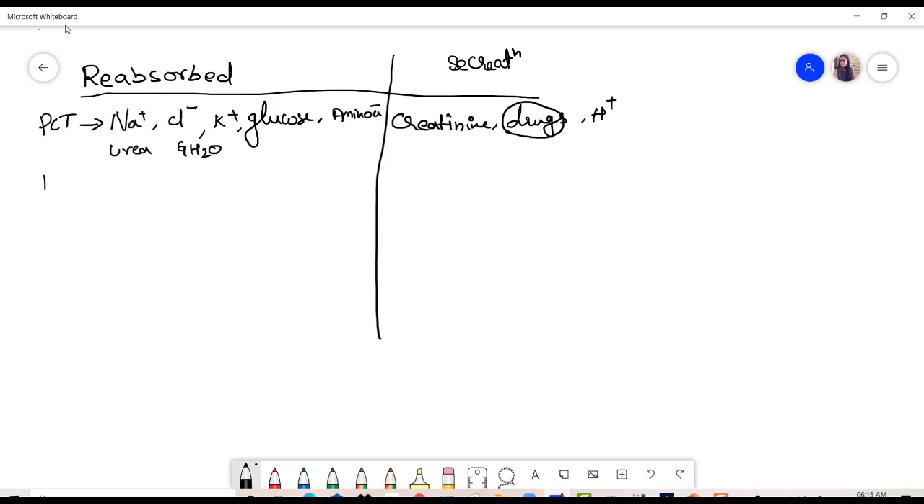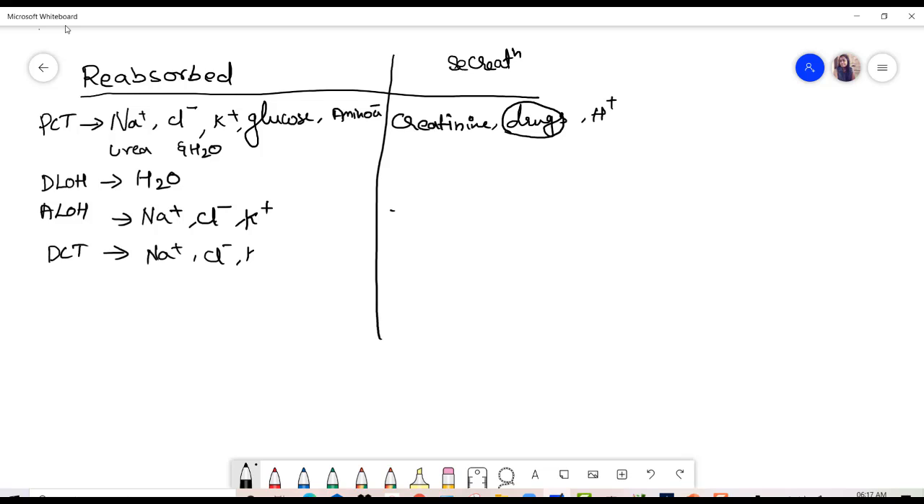So the next one is the descending loop of Henle. Here we have only one reabsorption, that is water. There won't be any secretion in this descending loop of Henle. There will be only reabsorption. And in the ascending loop of Henle, the reabsorptions will be sodium, chloride and potassium. When it comes to secretion, you won't have any secretion here. And in the distal convoluted tubule, reabsorption is sodium, chloride, potassium, calcium, magnesium and HCO3, that is bicarbonate. And when it comes to secretions, hydrogen and potassium are secreted.